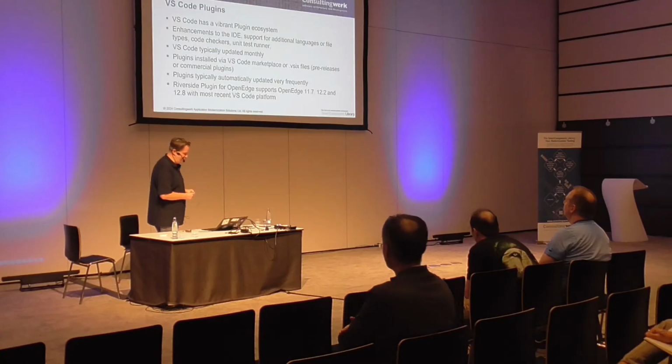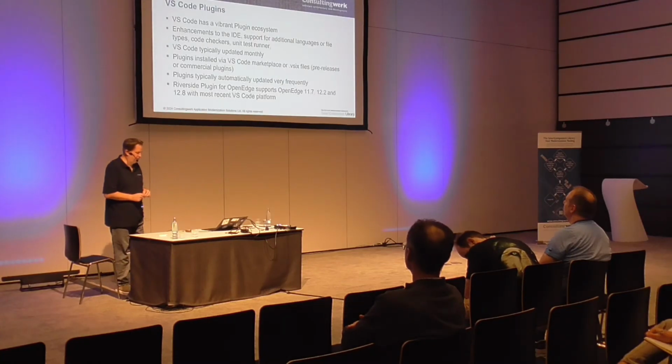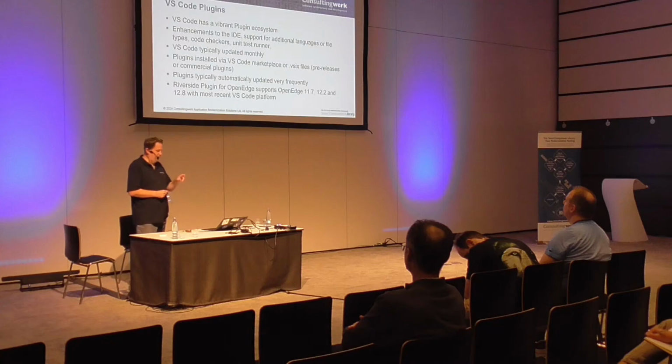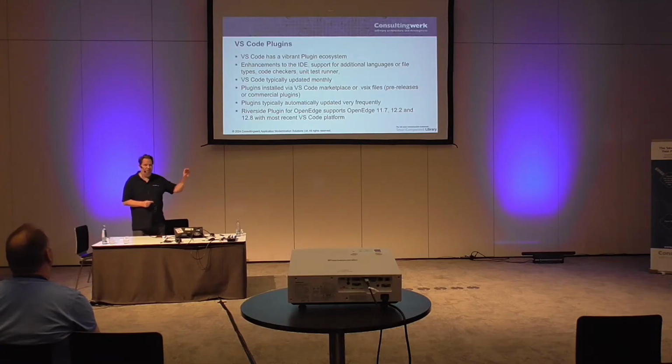Typically the vendors of the VSIX files will tell you that. Currently with Riverside, the actual plugin for editing OpenEdge code is provided through the marketplace. That's very easy. You just search there for OpenEdge and you find that plugin. But the SonarLint plugin provided by Riverside is not yet on the marketplace. So you can download the VSIX file from Riverside's website, and then you have to install it manually. It's not a lot of work.